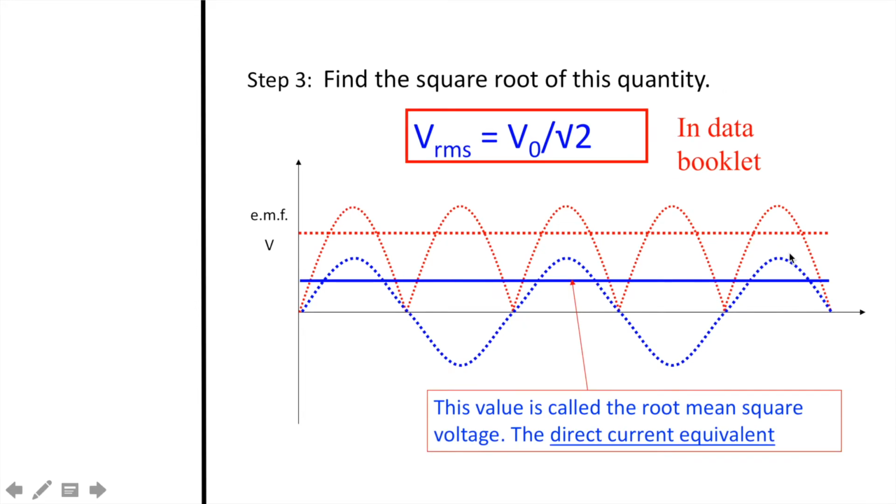Step 3 is to find the square root of this quantity to show the RMS of the voltage. This is also the direct current equivalent. We get V sub RMS equaling V naught divided by the square root of 2. And we can see that now this value right here, which is in the solid blue, is called the root mean square, and it is the direct current equivalent.